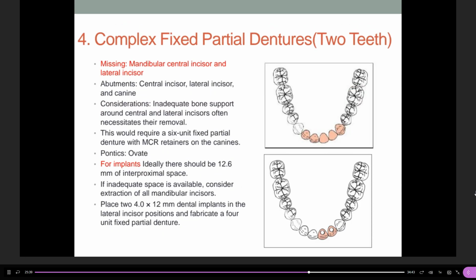Complex fixed partial denture when two teeth are missing. So what are the situations? When canine and any other tooth in the anteriors are missing, like here, lateral and canine is missing, or one central and lateral is missing. The central incisor on the other side is not sufficient to support. So you take three abutments: lateral, central, and canine. So it will be a 5-unit prosthesis. As we read, any situation where the span is more than 4 teeth, it will be a complex partial denture. So it is a two teeth missing complex partial denture.